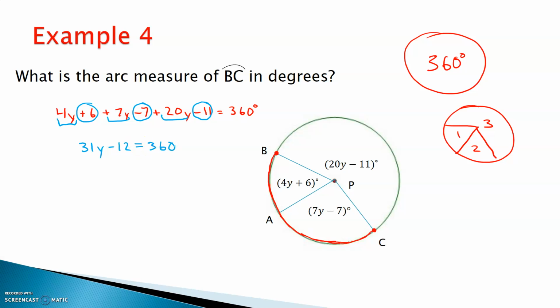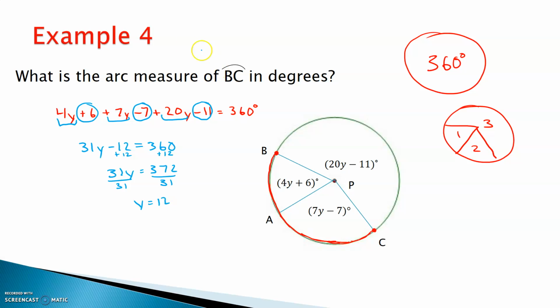Okay, let's go ahead and solve that. What's 360 plus the 12 that I should be adding over? That's going to give me 31y is equal to 372, because I added plus 12. Well, if I divide both sides by 31, I get y is equal to 12.